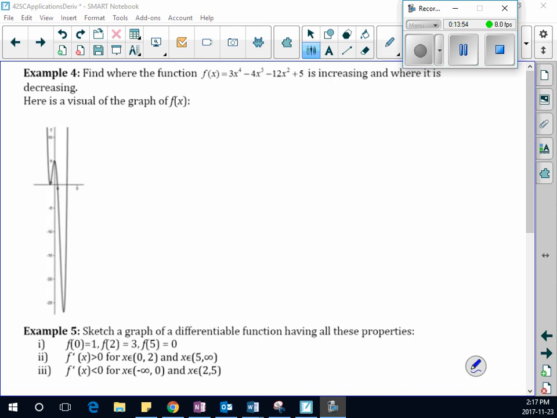Find where the function f of x equals 3x to the power 4 minus 4x to the 3 minus 12x squared plus 5 is increasing, and where it's decreasing. Here's the visual. You're not supposed to really use the visual because you wouldn't have that on the exam. You actually have to figure it out. So, what do we have to do here? Find the slopes.